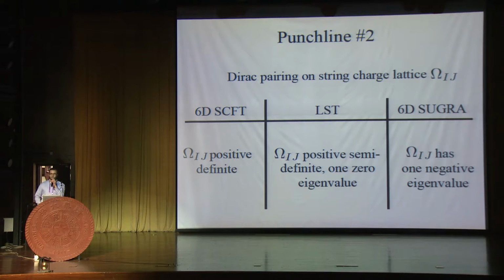Secondly, 6-dimensional theories have strings which are charged under some collection of 2-forms. The associated string charge lattice has a Dirac pairing similar to the ordinary Dirac pairing in 4 dimensions. For a 6D SCFT, this Dirac pairing has only positive eigenvalues. For a 6D supergravity theory, it has 1 negative eigenvalue and the rest are positive. And for a little string theory, it has 1 null eigenvalue and the rest are positive. This is the sense in which a little string theory sits between a 6D SCFT and a 6D supergravity theory.